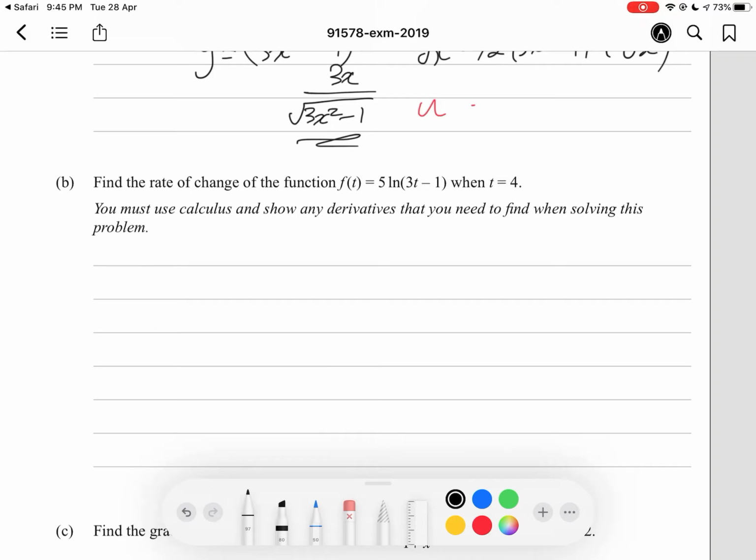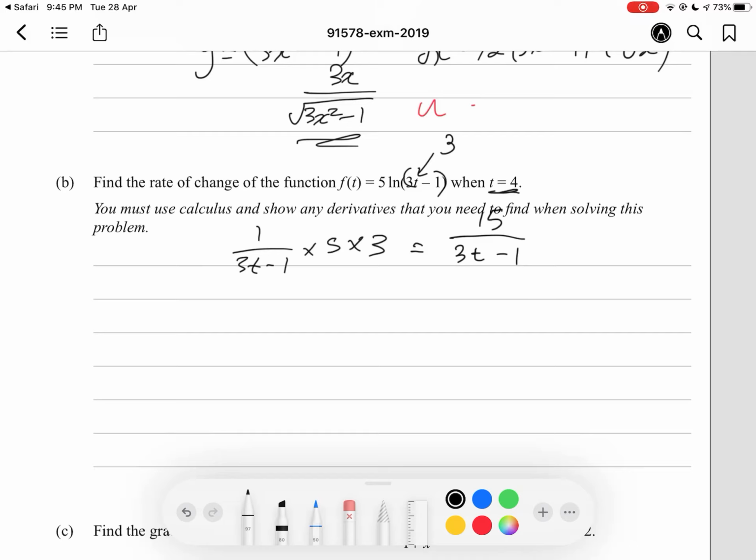Alright, so once again, we're going to be using our chain rule here. So 5 ln of 3t minus 1. The derivative of ln 3t minus 1 is 1 over 3t minus 1, multiplied by the 5, and then multiplied by the derivative of this inner function here. The derivative of 3t minus 1 is just 3. So we multiply 5 by 3 as well. So this equals 15 over 3t minus 1.